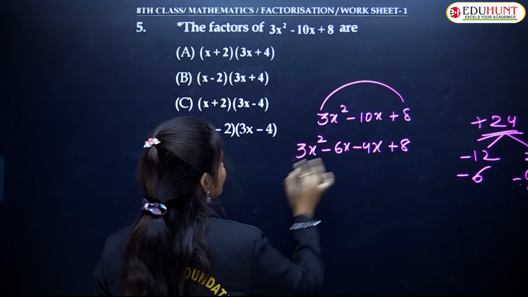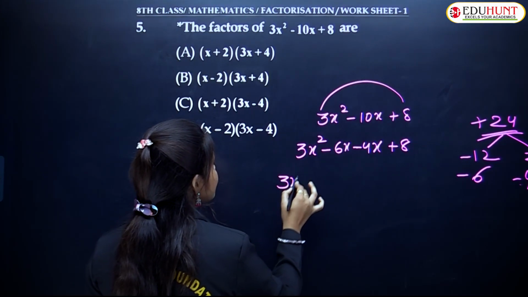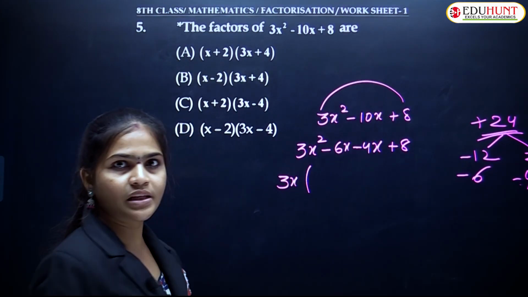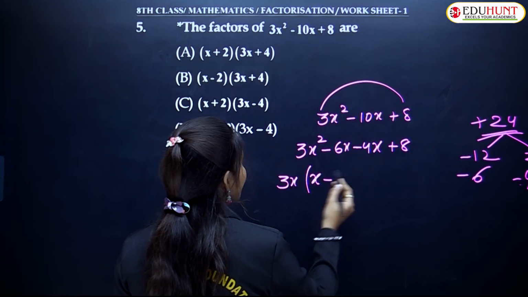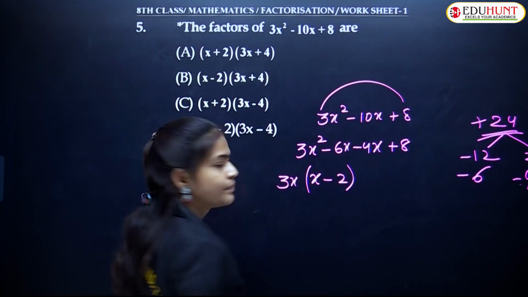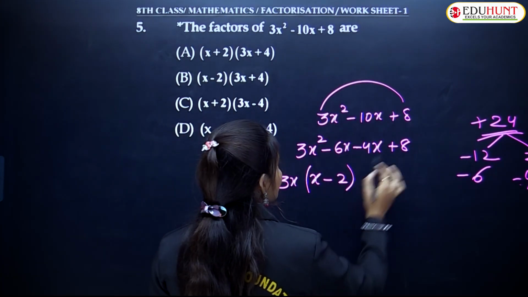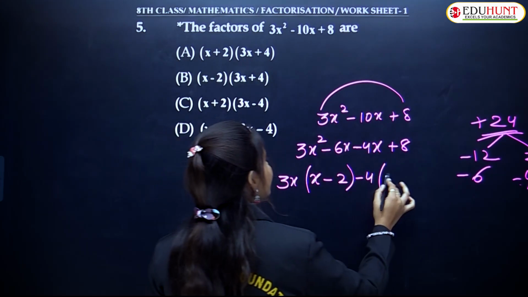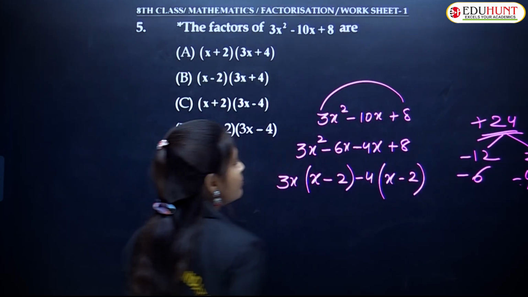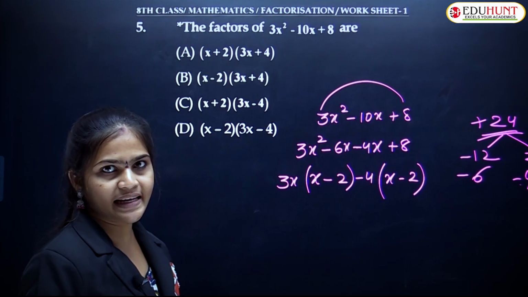From the first two terms, take 3x as common. The leftover is x minus 2, since 3 twos are 6. Clear? From the next two terms, we can take 4 as common. From this one, x minus 2, since minus into minus plus, and 4 twos are 8.